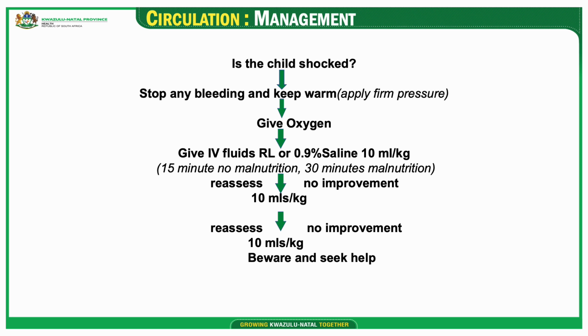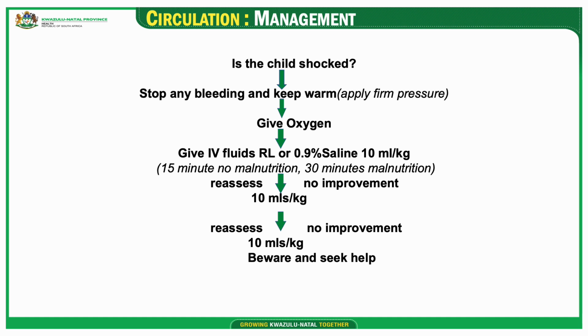How much do I give? I always give 10 mls per kg, but if the patient is not malnourished, I'm going to give it over 15 minutes. If the patient has got signs of severe malnutrition, I want to give it slower, over 30 minutes. And then I must always reassess. If there's no improvement, I'm going to give another 10 mls per kg. And this is different from the previous ETAT and from previous fluid guidelines, because this is almost half the amount of fluids over double the amount of time.